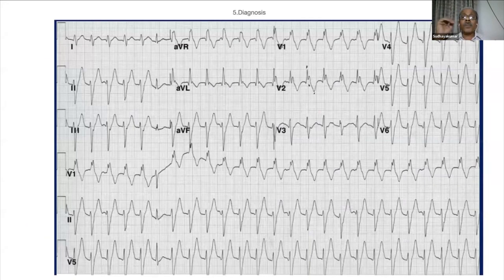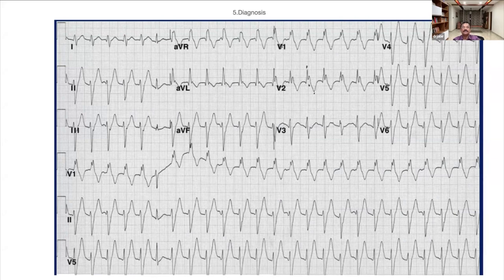Next one should be simple for them. Yes, this is VT. It's a broad QRS regular tachycardia, right bundle branch block pattern, left axis deviation. So it is a right bundle, left axis. You can see it's a ventricular tachycardia because there is evidence of AV dissociation and one capture beat. Capture beats, yes. 1, 2, 3, 4, 5, 6. The sixth beat is a capture beat. And you can see independent P waves also. This is a left fascicular tachycardia.